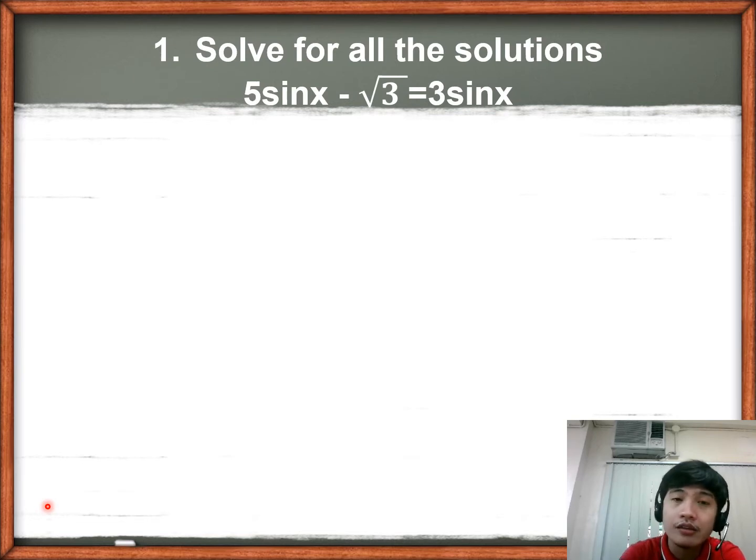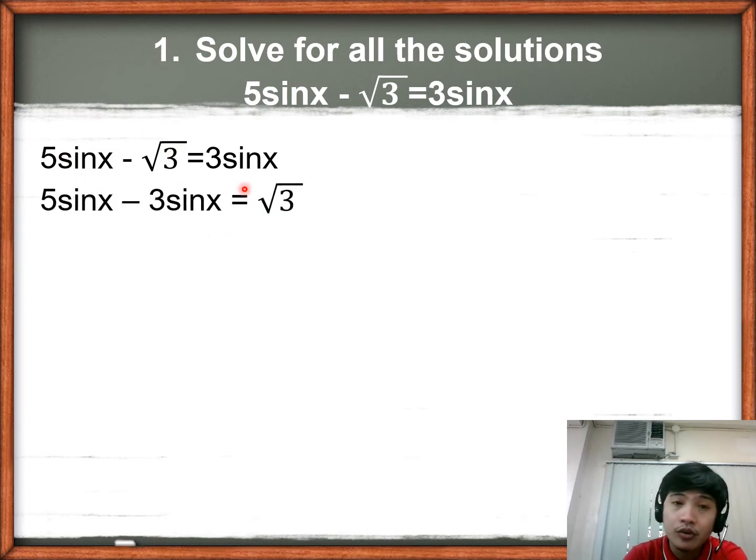Okay, so let's start with our first example. The question goes like this. Solve for all the solutions of 5 sine x minus square root of 3 equals 3 sine x. The first thing that we need to do is go back to our original equation. So we solve it algebraically, the way we solve a typical equation. These cannot be combined, but these two can. So let's move 3 sin x to the left. From positive, it becomes negative 3 sin x. And then we move negative square root of 3 to the right.